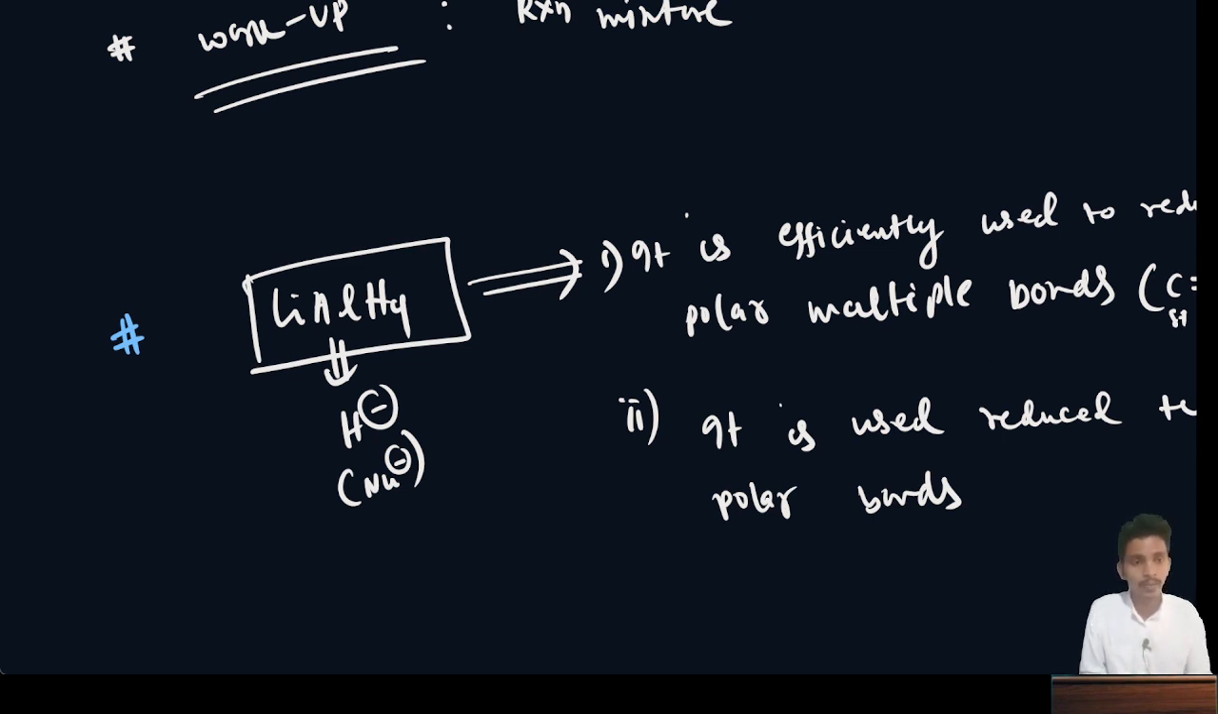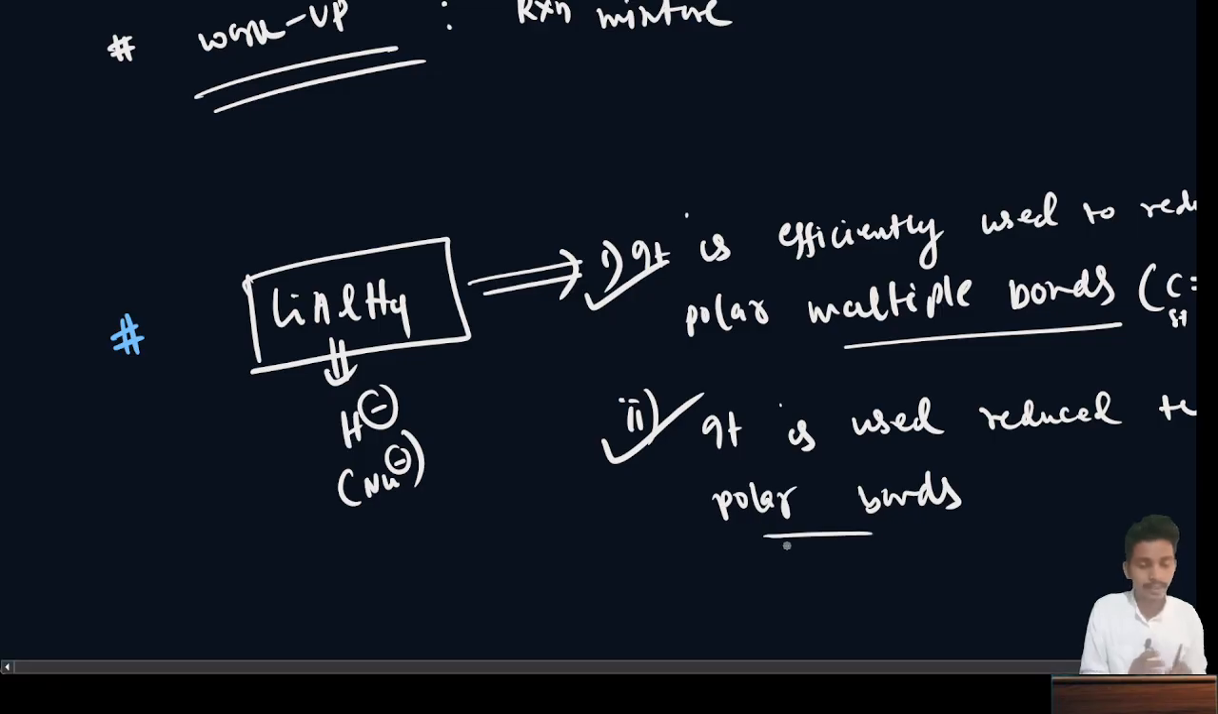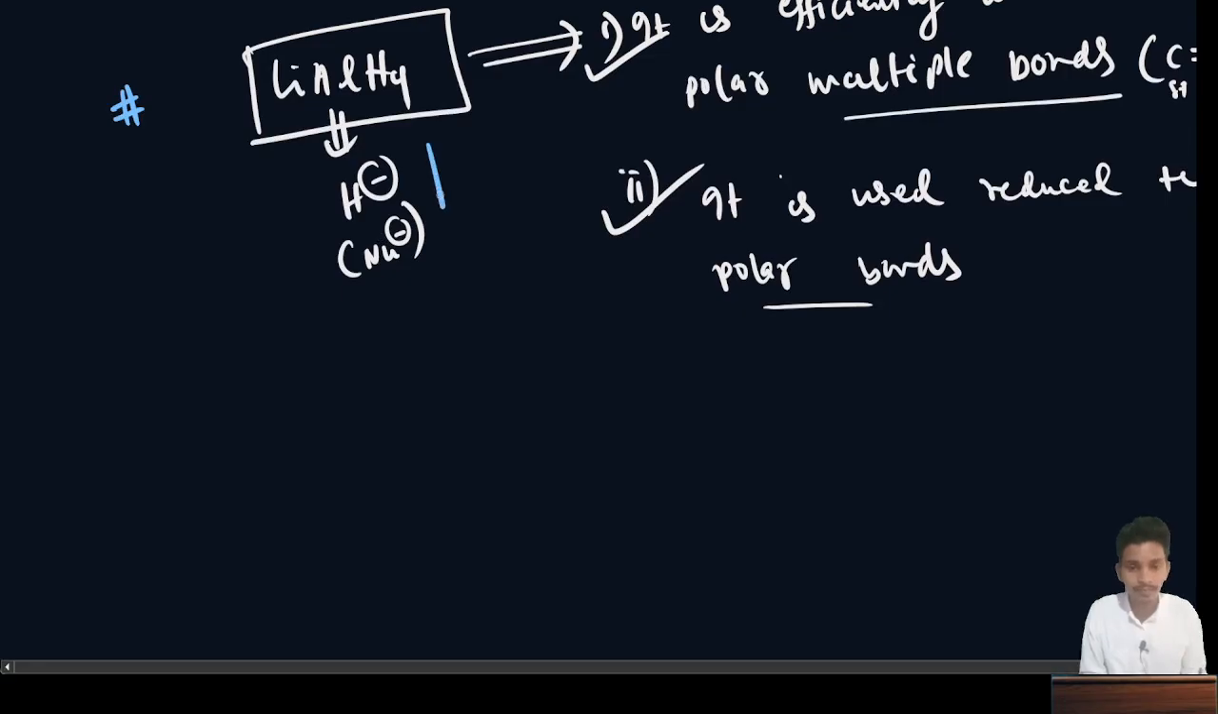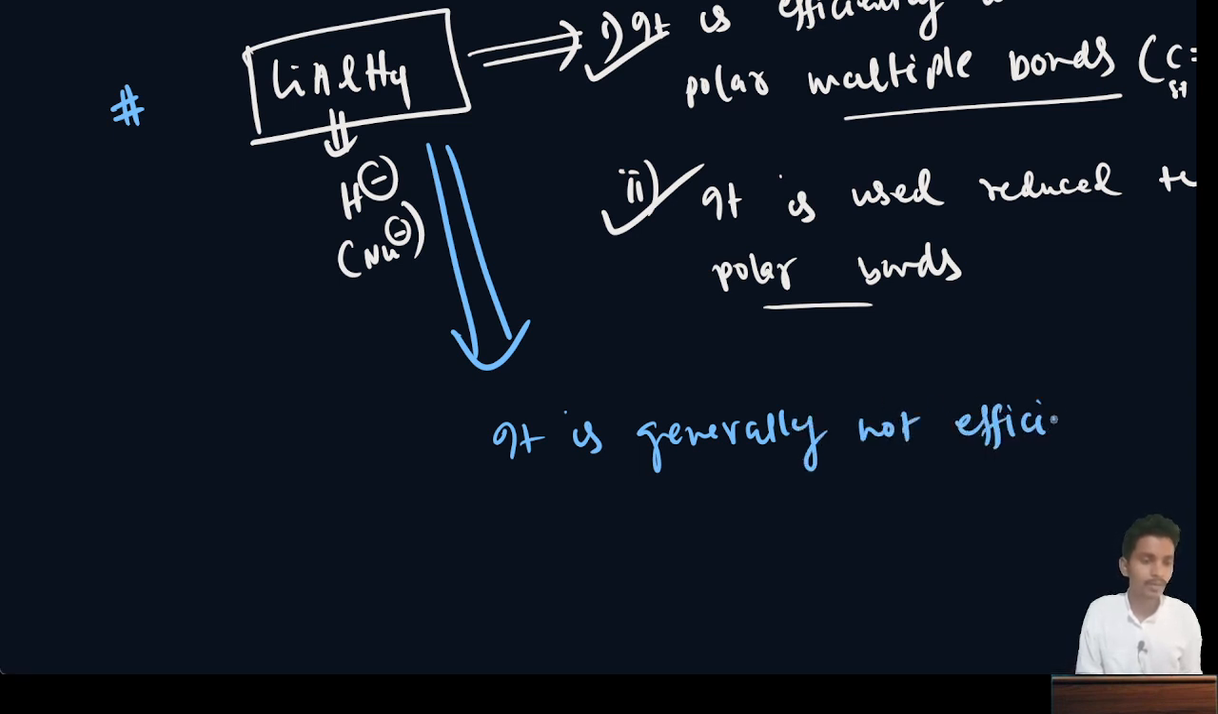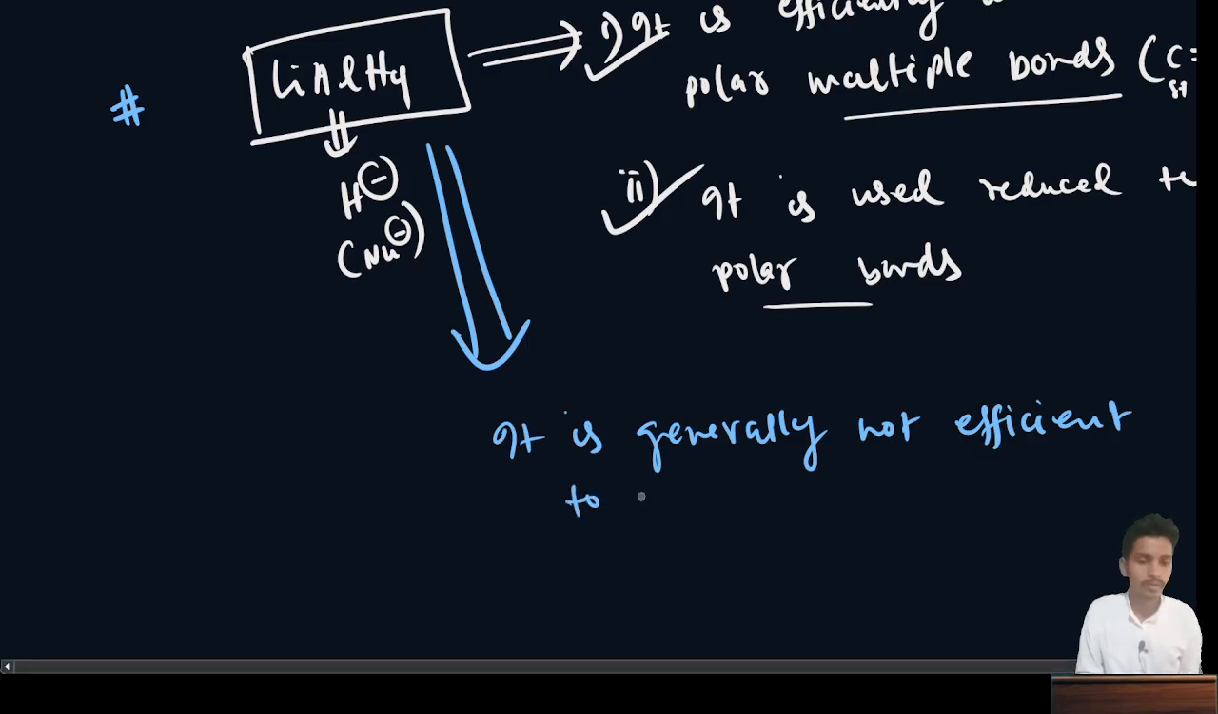In this case, we will see that most of the time lithium aluminum hydride is used, either for polar multiple bonds or for polar bonds. And the next case: it is generally not efficient to reduce non-polar bonds.